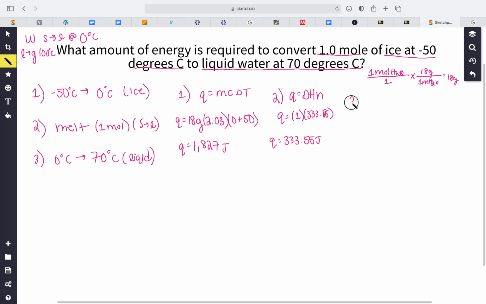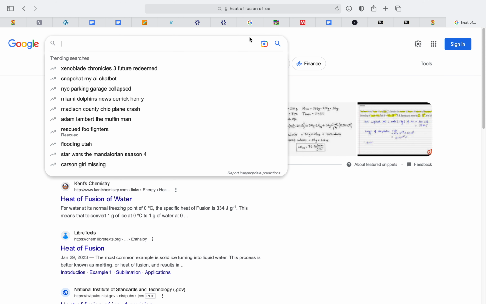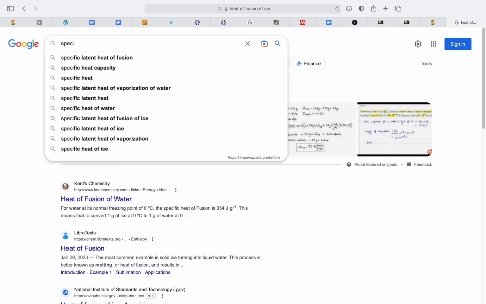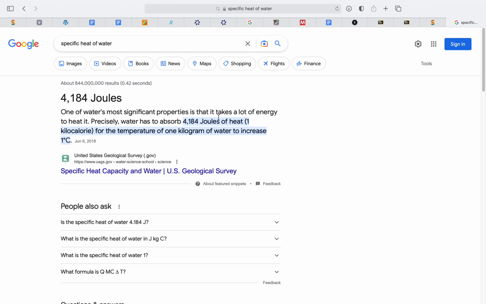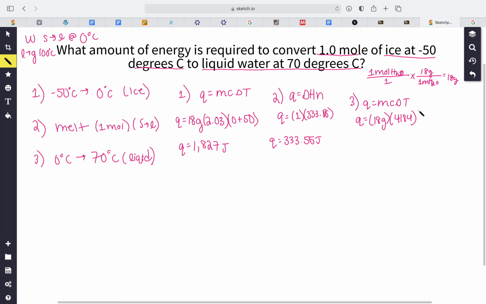So our Q is going to be 333.55 joules. And then for our third thing that's happening, we're going to be increasing the temperature of the liquid. So our Q equals MC delta T. We're keeping the same amount of moles, so we'll still have 18 grams. The C for water, I know off the top of my head, is 0.4184, but let me check it. Specific heat of water. Yep, okay, cool. Always good to double check yourself.